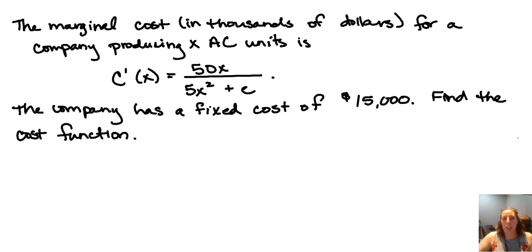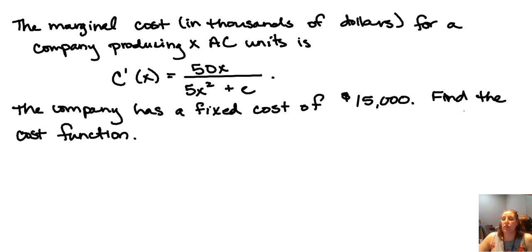So in this video, we are going to take a look at a couple of application problems involving integration by substitution. So we have the marginal cost in thousands of dollars for a company that is producing x air conditioning units is given by C prime of x equals 50x over 5x squared plus e. The company has a fixed cost of $15,000.